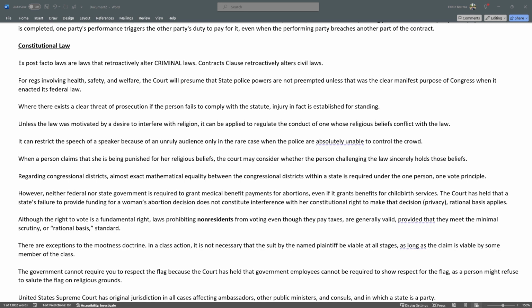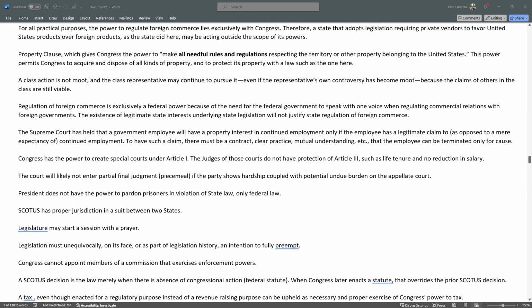The United States Supreme Court has original jurisdiction in all cases affecting ambassadors, other public ministers, and consuls, and in which a state is a party. For all practical purposes, the power to regulate foreign commerce lies exclusively with Congress. Therefore, a state that adopts legislation requiring private vendors to favor United States products over foreign products, as the state did here, may be acting outside the scope of its powers.